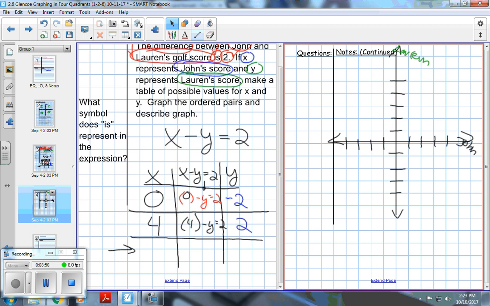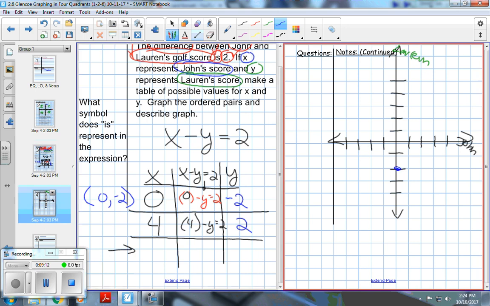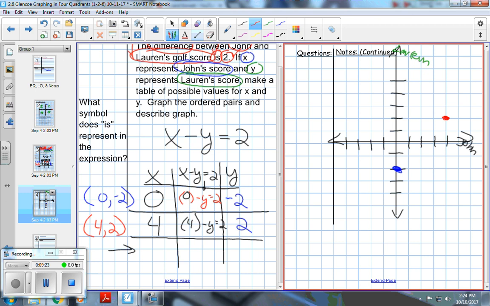So we're going to graph our ordered pairs. And if you have forgotten, an ordered pair gets its order from the alphabet. So we have x is 0 and y is -2. So our first ordered pair is 0, -2. We go to 0 on the x-axis and -2 on the y-axis and place a dot. Our next ordered pair is going to be 4, 2. So we go to 4 on the x-axis and up 2 before we place the ordered pair.